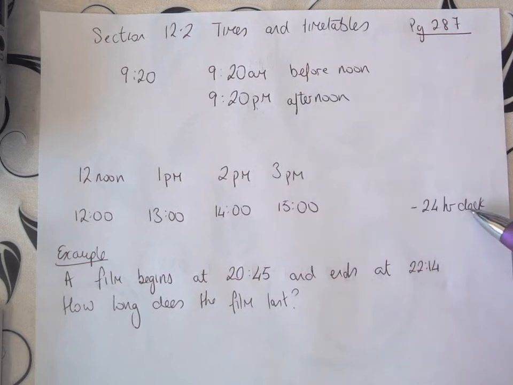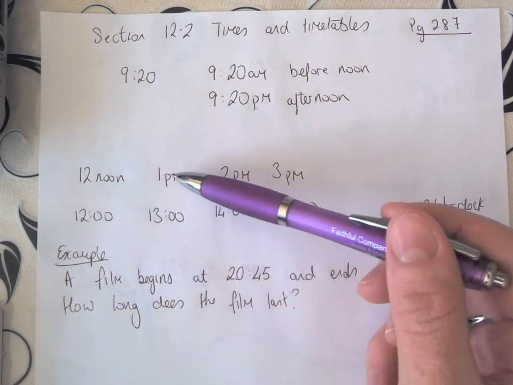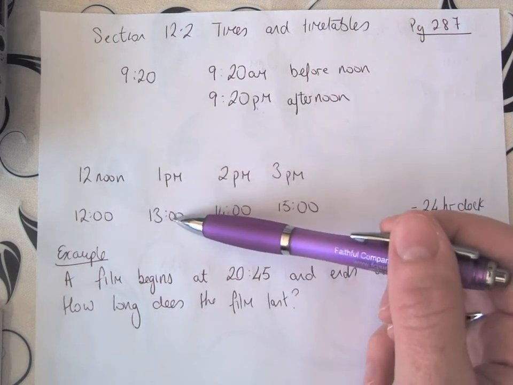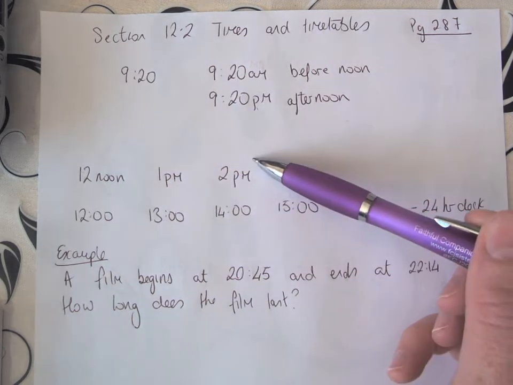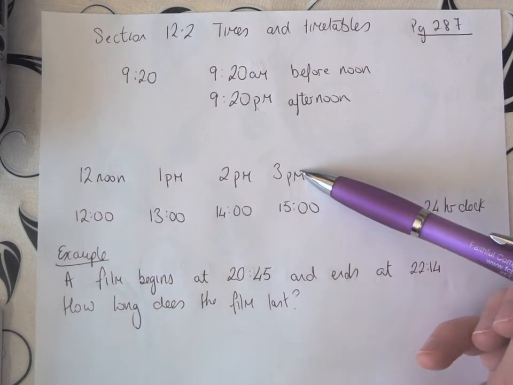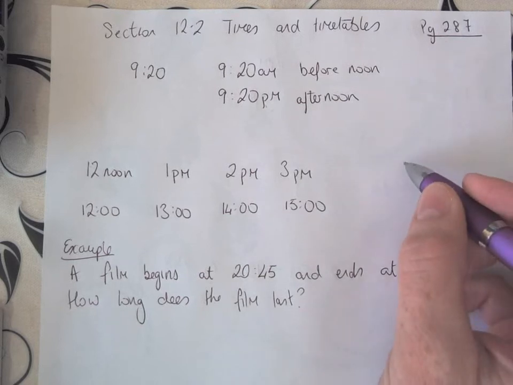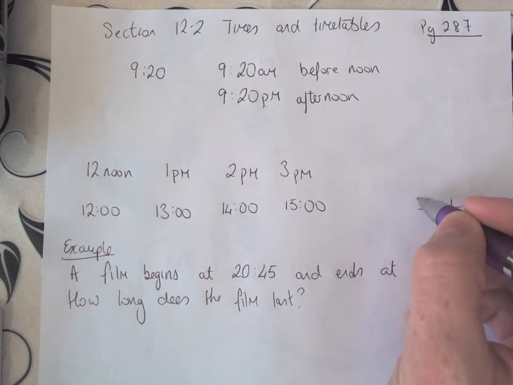So then our 24-hour clock, so if I was talking about 12 noon in our 24-hour clock, it's 12. If I'm talking about 1 PM in our 24-hour clock, it's 13. If I'm talking about 2 PM, it's 14. And if I'm talking about 3 PM, it's 15, and so on all the way up to 12 midnight, which would be 24 or 00.